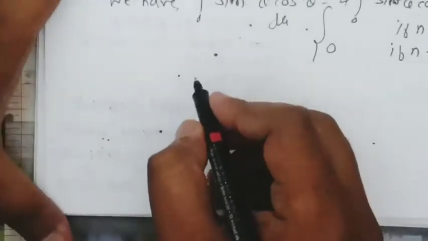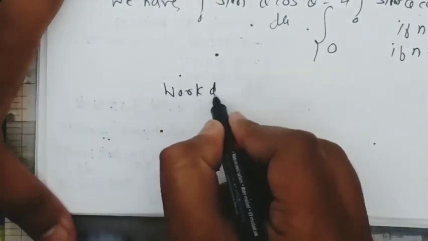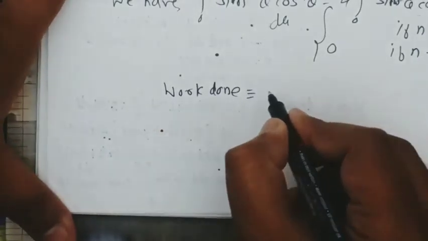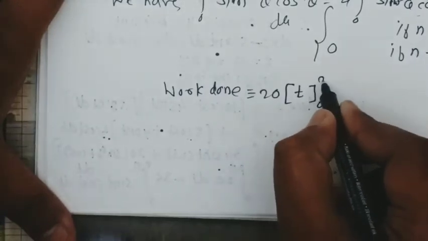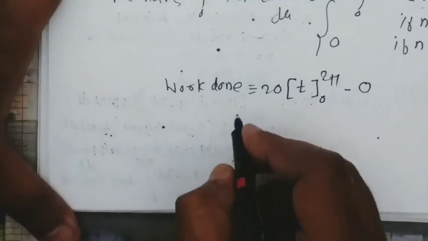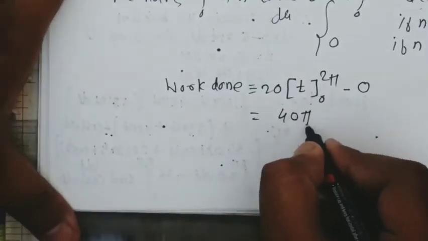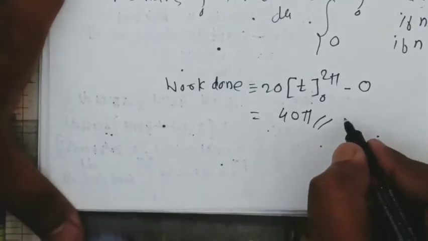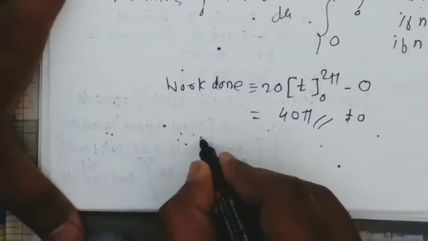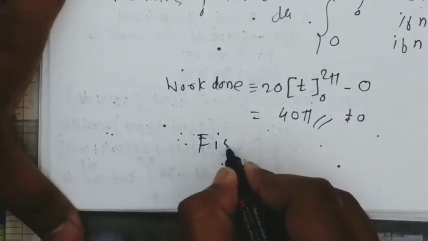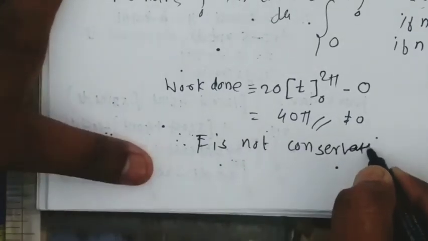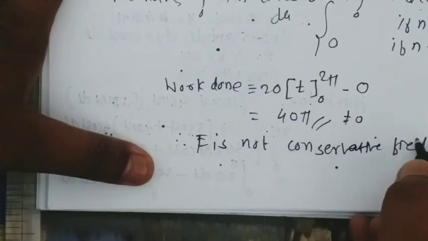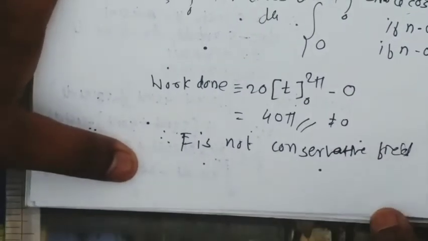So work done will be equal to 20 into integration of dt, which is t, 0 to 2 pi, and the second integration will be 0. And after calculating, this will be equal to 40 pi. This is the final answer, which is non-zero, not equal to 0. Therefore f bar is not a conservative field.